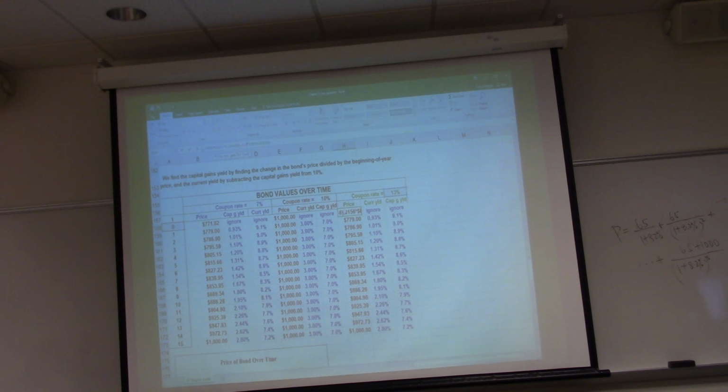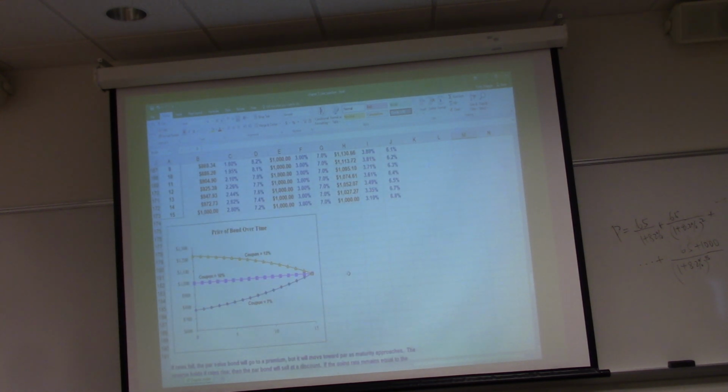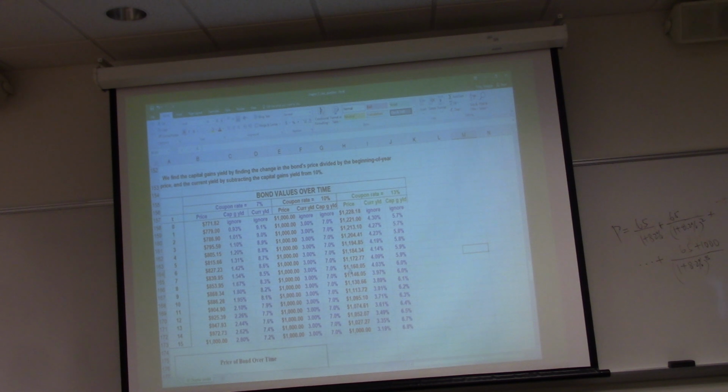It's $1,000. The second coupon price should be $1,000 because the coupon is 10% and the yield to maturity is also 10%. So when those are equal, the price should be set at $1,000. This one is right. The last one should be $1,000. Right? This one is good. Yeah, you look at the graph. Look at the graph, that's what mine looks like. Yeah, it all approaches $1,000.